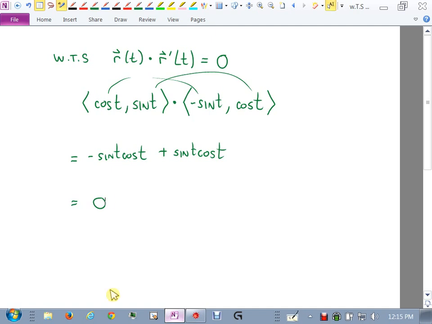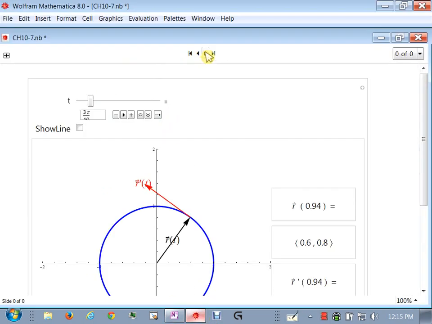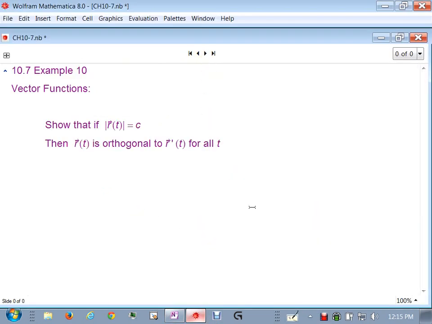Look at this next example. This is one of my favorite examples in this chapter, because the way we're going to show it is so unorthodox, so unnatural. It gives you a glimpse into the way math people think, and the way they go about proving things are true. Show that if the magnitude of your vector function, that's the distance, the length of the vector, is constant, then r of t is orthogonal to its derivative for all t.